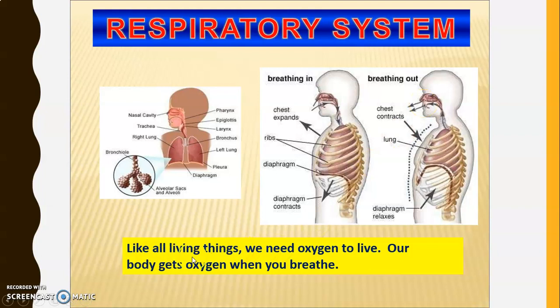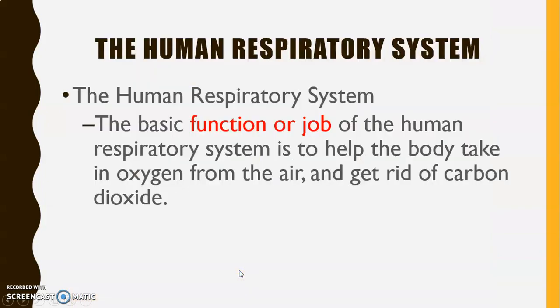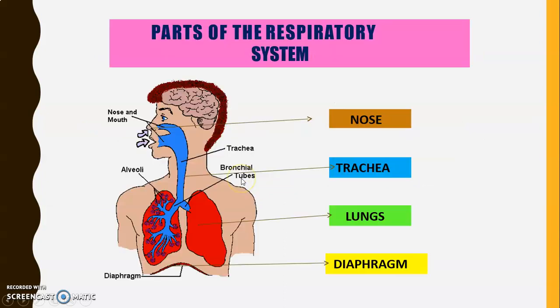So like all living things, we need oxygen to live. Our body gets oxygen when we breathe. So, the human respiratory system's function or job, you see here the word function means job. So the basic function or job of the human respiratory system is to help the body take in oxygen from the air and get rid of carbon dioxide, which is the bad gas that we breathe out.